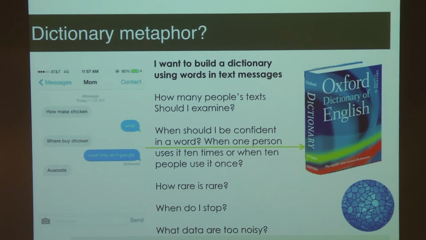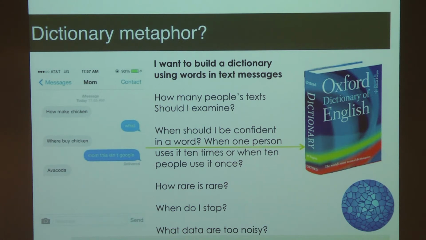How many times do I need to see that word in one person's text versus a series of people's text to be able to call it a word? Or when does it continue to be a mistake, an error? How rare is rare? I think this is a big question when we're thinking about the possibility of observations and errors in these technologies. When do I stop? This has been raised a bunch of times, and I think it's also critical. When do I say, yes, this word is officially a word, and I don't need to search anymore for it?